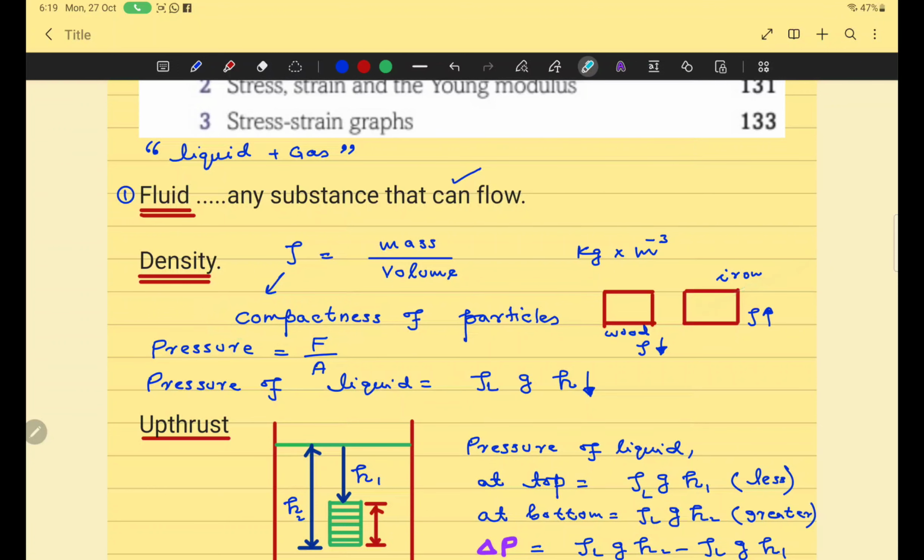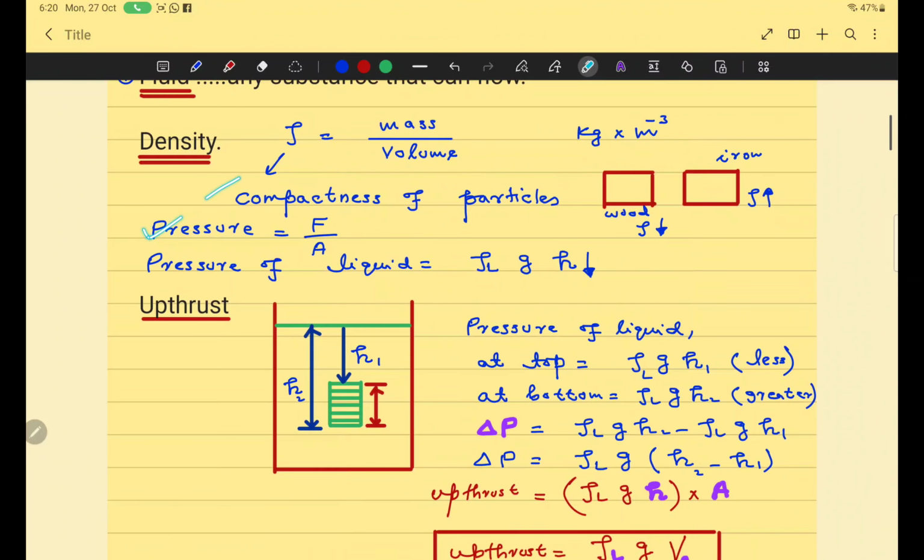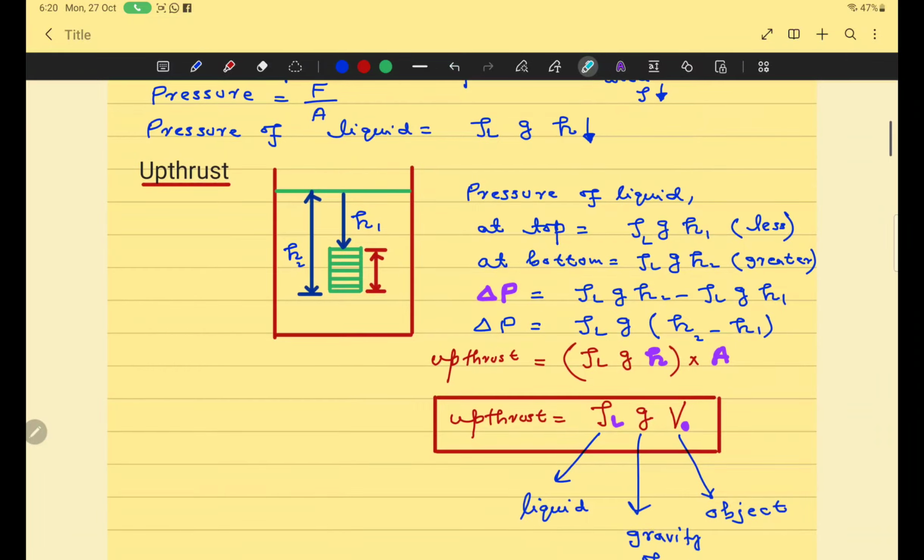In iron, the compactness is very high, so the density of iron is very high as compared to wood. Then we studied pressure. Pressure is force per unit area, and the pressure of a liquid is rho g h. Here rho is the density of the liquid, h is the depth, and depth is always measured from the surface of the liquid. Then I explained what upthrust is, but do not try to memorize this derivation.